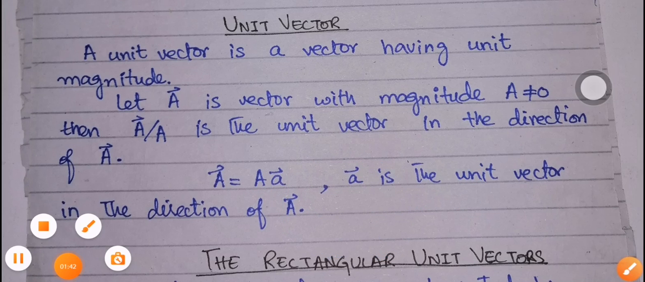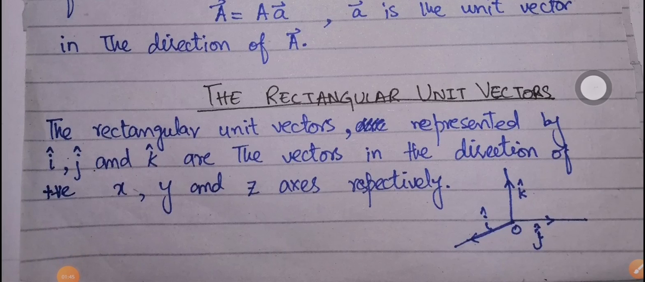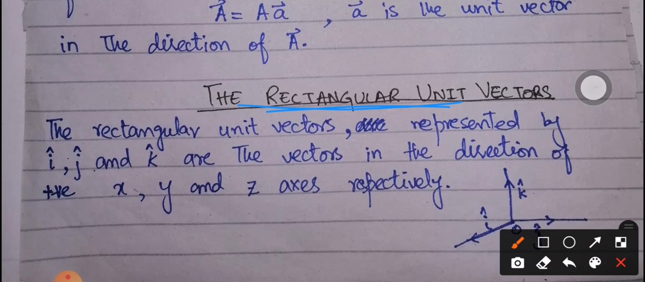The next definition is about the rectangular unit vectors. The rectangular unit vectors are the unit vectors that lie along the rectangular coordinate system, that is the x, y and z axes. The unit vector corresponding to the x axis is represented with i cap, the unit vector corresponding to the y axis is represented with j cap, and the unit vector corresponding to the z axis is represented with k cap. These are named rectangular unit vectors just because they lie on the rectangular coordinate system. So i represents the x-axis, j the y-axis, and k the z-axis.